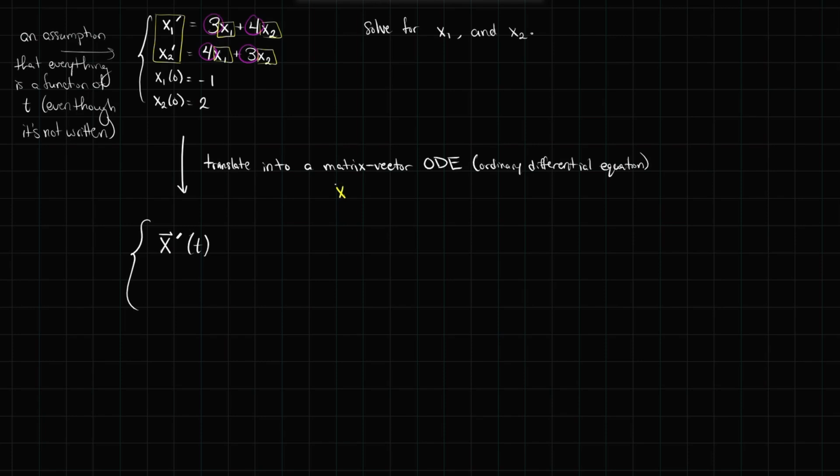And the first thing I'm going to do is define this vector x to have the entries x1 and x2 in it, or the vector as dependent on time would be like the entries x1 dependent on time, x2 dependent on time. So we make that choice first, and so the left-hand side becomes the vector prime, the first derivative of the vector, and what we get on the right-hand side is the matrix 3, 4, 4, 3, that's coming from the coefficients.